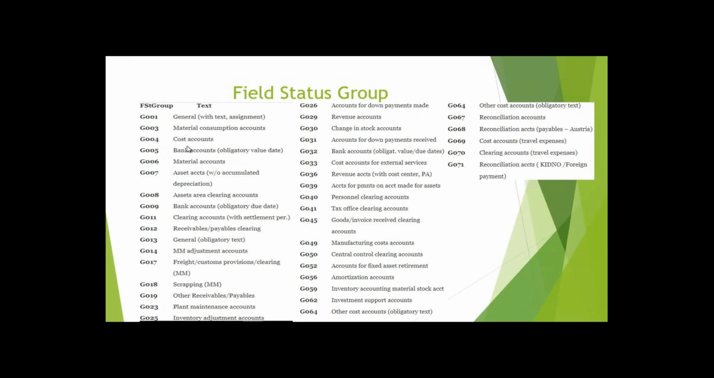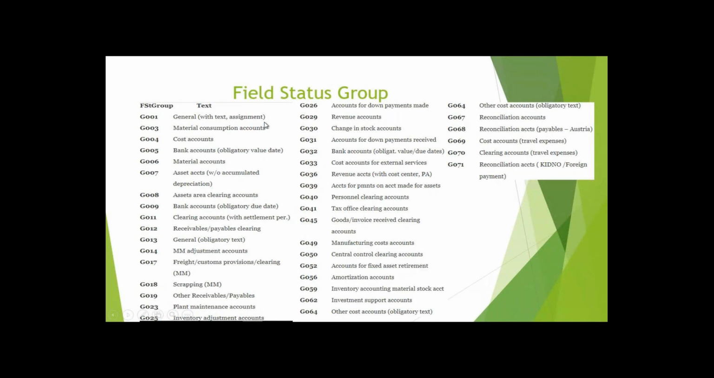See here, there are so many different types of field status variant. Anything that you do bank related ledgers. For example, if I create SBI bank, then I may select G005, so that will be understood as a bank account. If I am creating all the basic expenditure ledgers, I can take G001, general with the text and assignment.